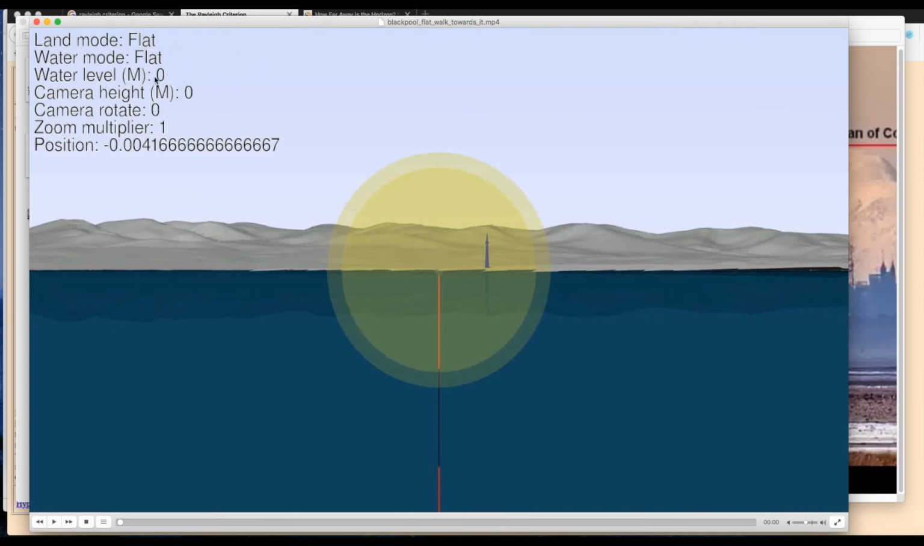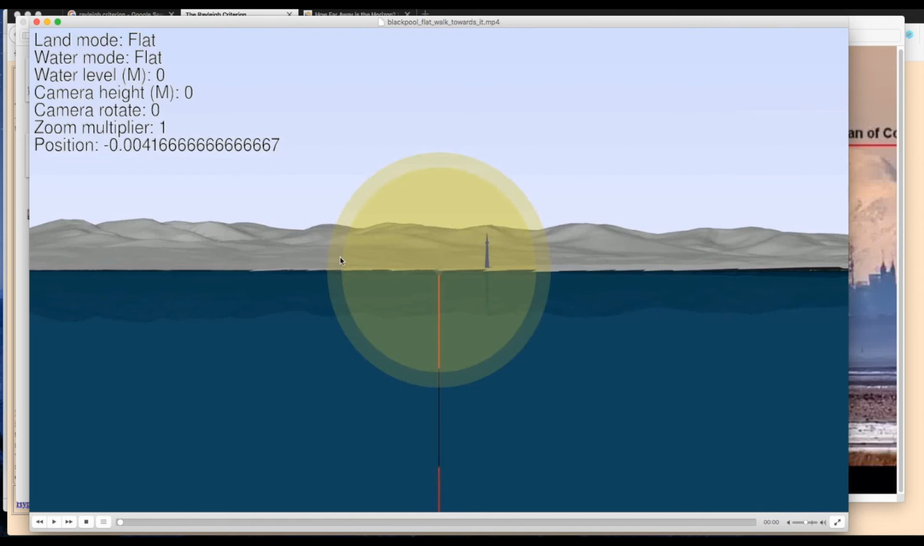The water is also flat in this case, but I added a couple of other displays that were not there in my previous video. I added a zoom multiplier. I'm not zooming right now, although I could make a few more animations if I really wanted to, with zoom and tilting the camera up and down. But in this animation, I was only interested in seeing what happens when you move forward and back, how the tower appears relative to the mountains behind it.